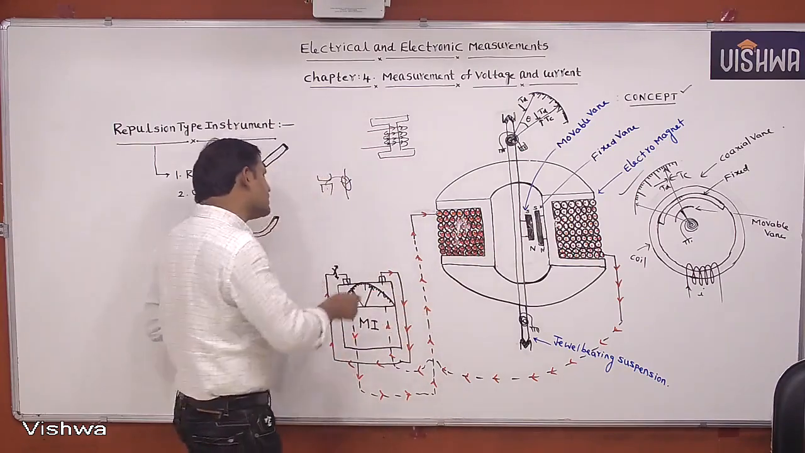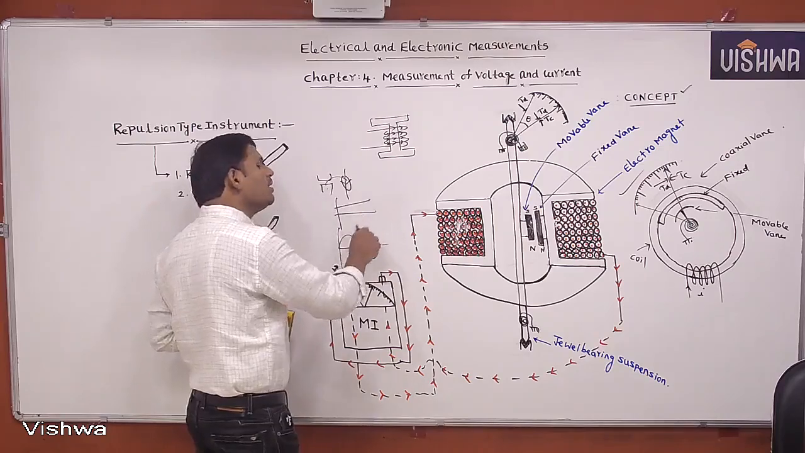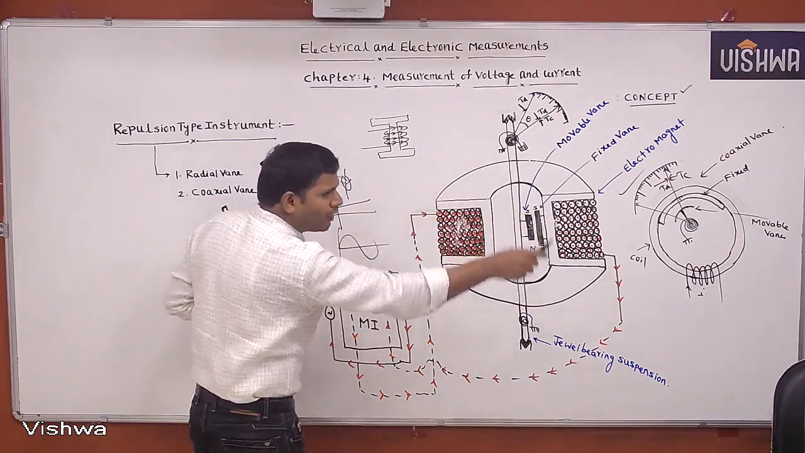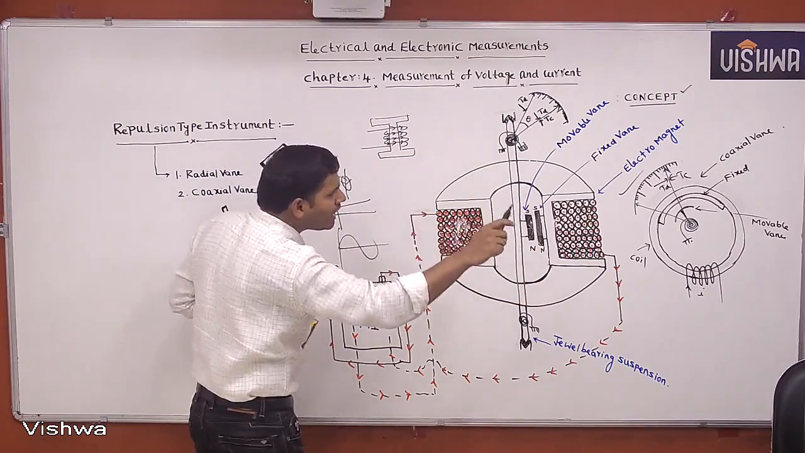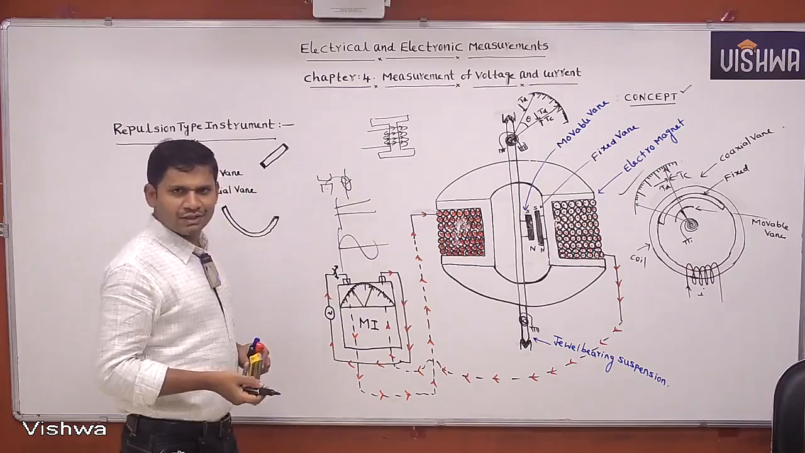We can give the AC supply or DC supply, whatever it may be. For AC supply or DC supply, the force is always in one direction, and the torque is also in one direction. Whenever deflecting torque equals controlling torque, the pointer comes to the steady state.